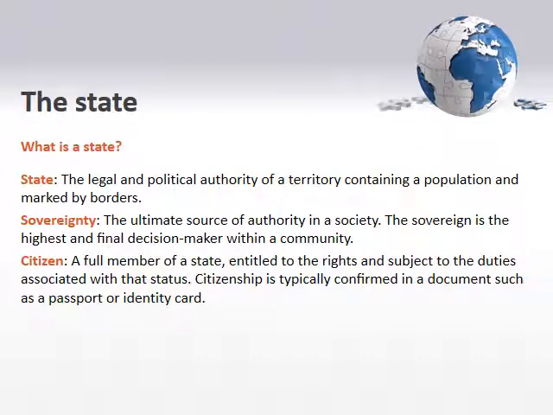Okay, here are those textbook definitions. I already had a chance to discuss the state and sovereignty. I try to use language as close to the reading as possible so that there's not confusion. Let's take a minute, though, and discuss the concept of the citizen. This is a full member of the state who is entitled to the rights and subject to the responsibilities associated with being a member of that state. In the modern era, citizenship is confirmed by documents such as passports or an identity card or a social security number, as we would use in the United States.